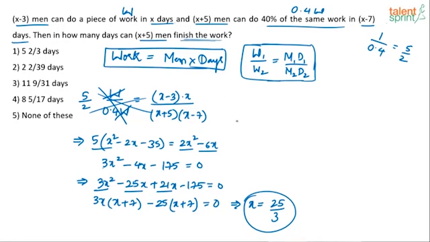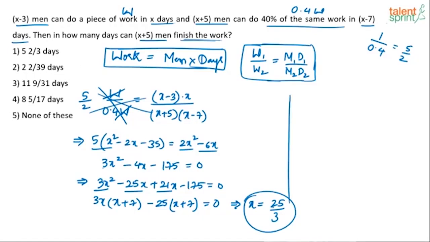So what do we do? m1 d1 equals m2 d2, right? When the work is the same, we can say m1 d1 equals m2 d2. So do that. What is m1? X minus 3 men. What is d1? X. What is m2? X plus 5. What is d2? We have to find out. That's the calculation. So the next step of the solution is to simplify it.